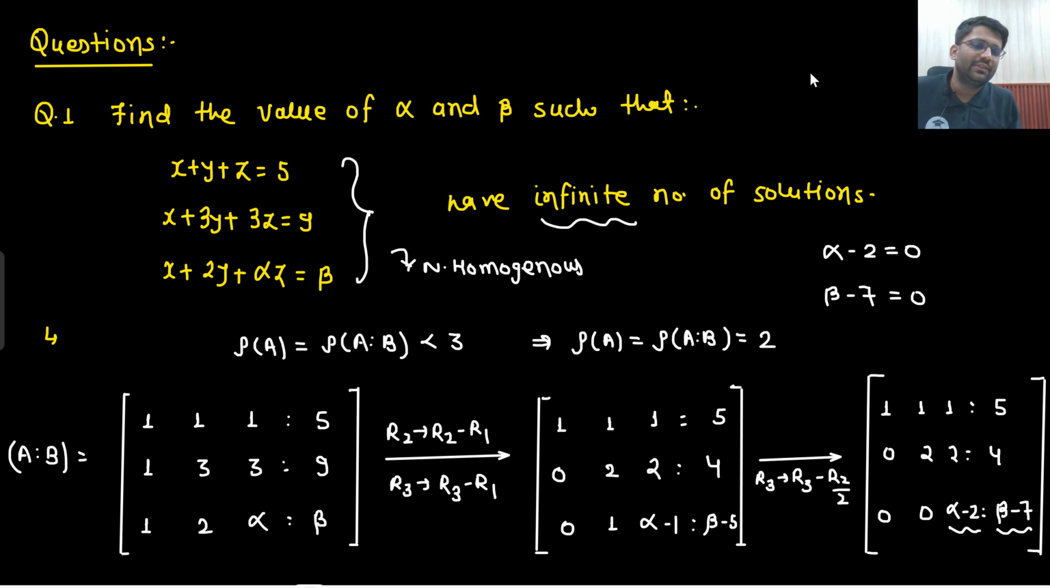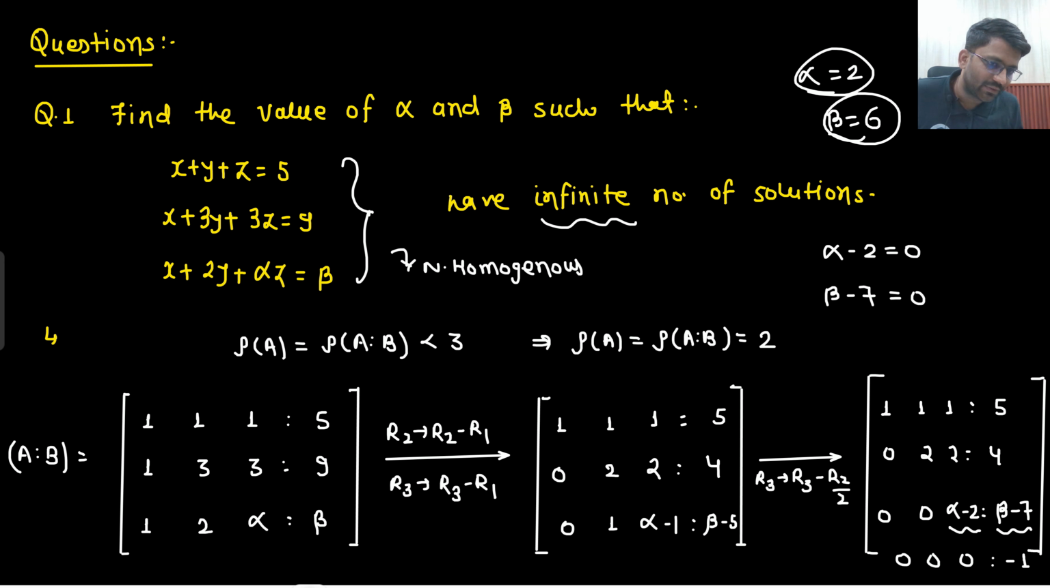If I am saying that alpha is equal to 2, but beta is not equal to 7, let's just say beta is 6. If I say this, then what will happen? If I put beta equal to 6 here, what will it become? 6 minus 7, that will be minus 1. So here I will get 0, 0, 0, but here I will get minus 1. So what will happen? Rank of A will be 2, but rank of A augmented B will become 3. That means it will be the condition of no solution.